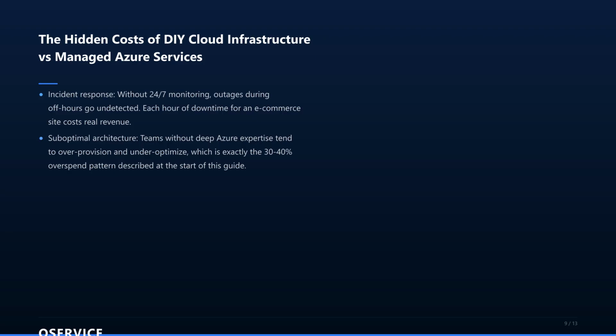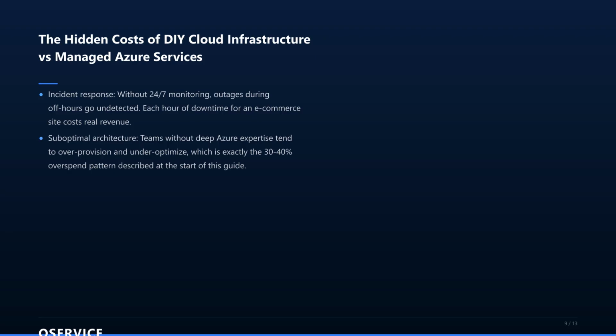DIY cloud infrastructure carries several hidden costs that rarely appear in the initial budget. Engineering time: a typical SMB spends 15 to 25% of developer time on infrastructure management. At a loaded cost of $120 per hour for a developer, that's $50,000 to $80,000 per year in opportunity cost. Incident response: without 24/7 monitoring, outages during off hours go undetected. Each hour of downtime for an e-commerce site costs real revenue.